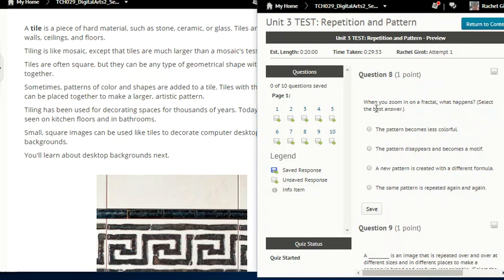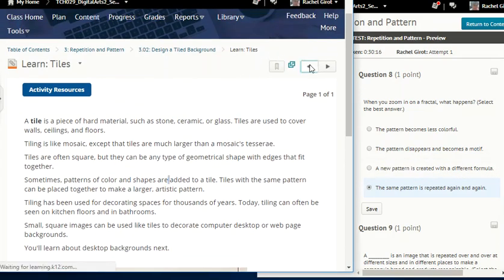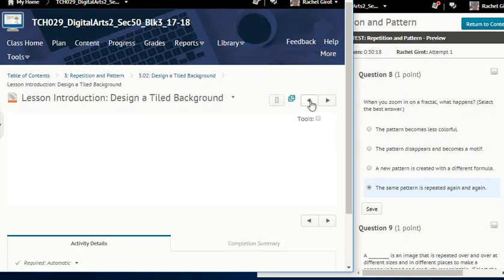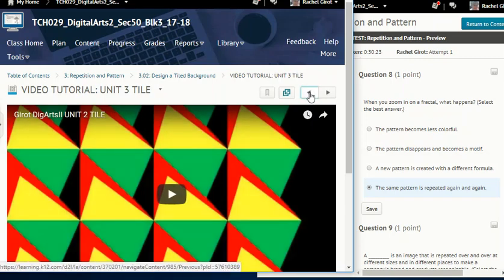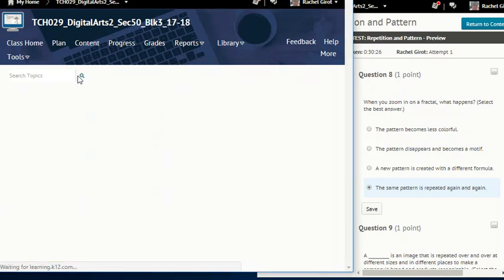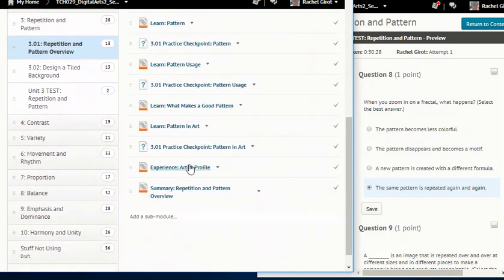Another question was 8, when you zoom in on a fractal, what happens? The same pattern is repeated again and again. Click save. Or is it a new pattern is created with a different formula? I'm pretty sure. I'm going to go back to that page because I just want to confirm that I'm remembering correctly, and remember that that's one of the awesome things about taking a test online is that you can go back and see what you missed.